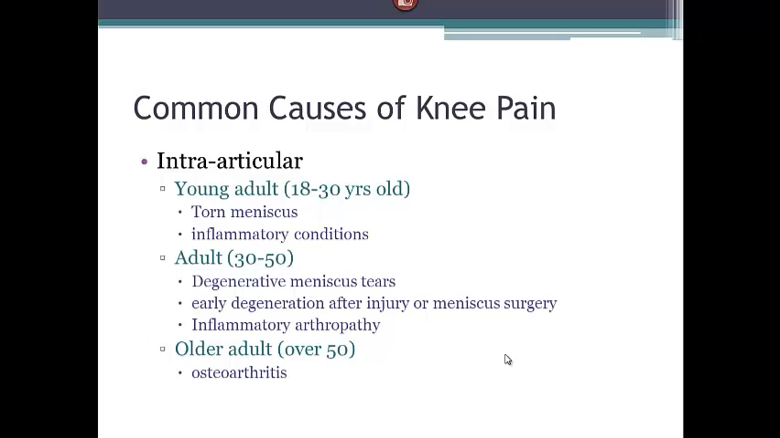Another cause of knee pain, you could classify as intra-articular, and they're separated by age population. Between 18 to 30 years old, a torn meniscus is the most common. Between 30 to 50 years old, again, meniscus tear, and any type of injury that requires surgery. And in the older adult, osteoarthritis, that will be one of the presentations later on.